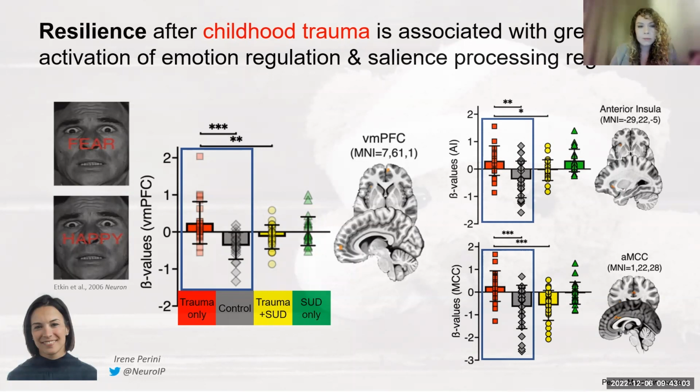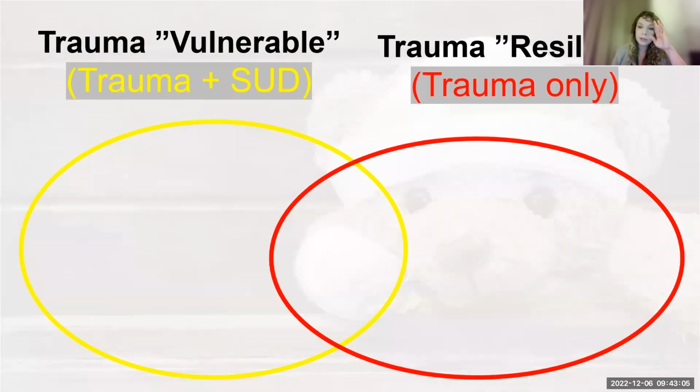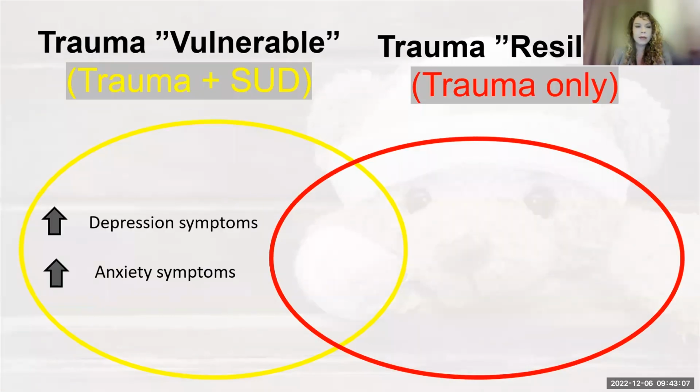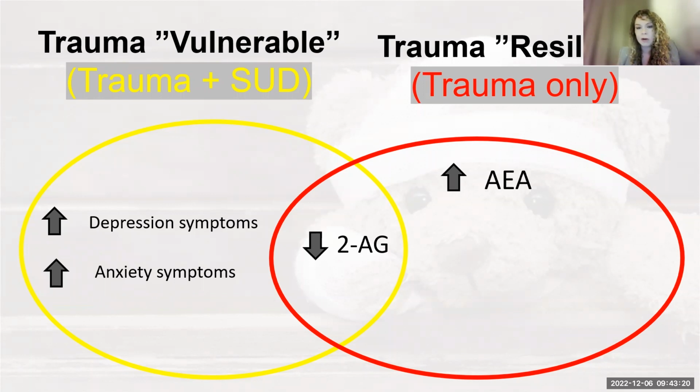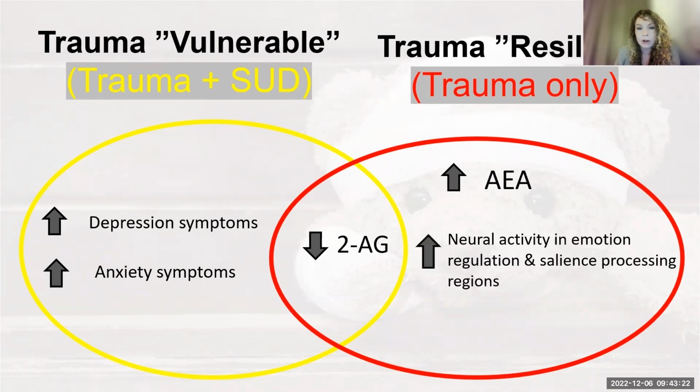So when we started to put all of this data together from this group, I didn't show you the data, but we have clinical ratings where this trauma plus substance use group has greater depression and anxiety symptoms. We saw that everybody had low 2-AG, but in this trauma-only group, they had high anandamide, they had greater activation in emotion regulation and salience processing areas, and they felt less reactivity to negative emotional images.